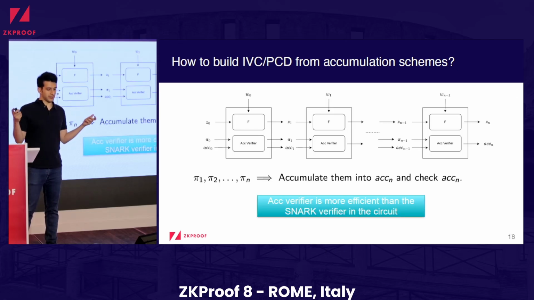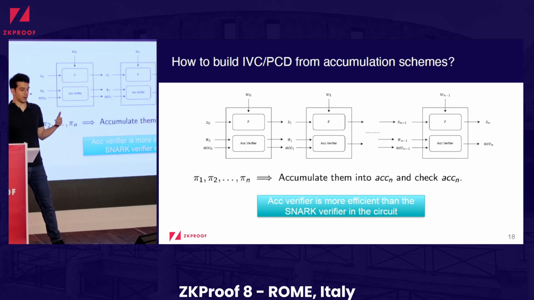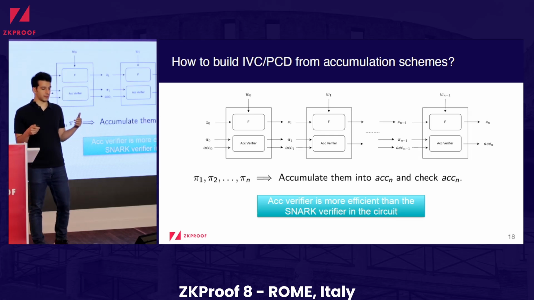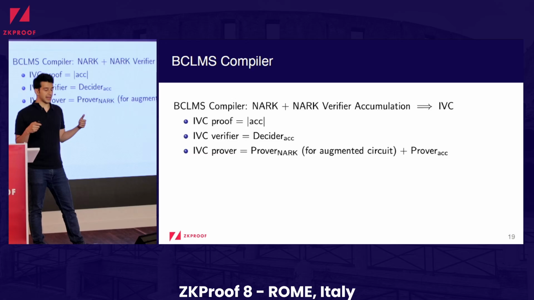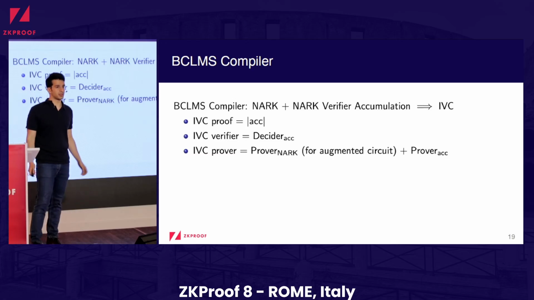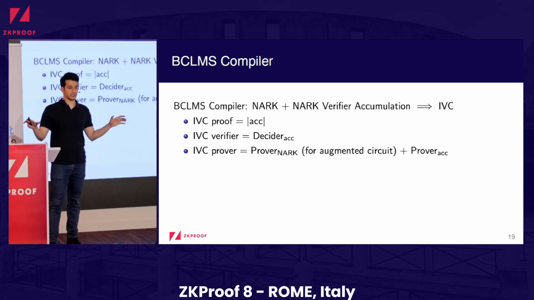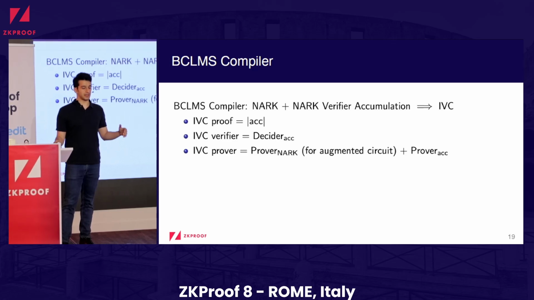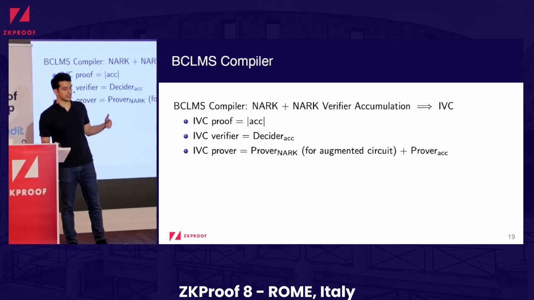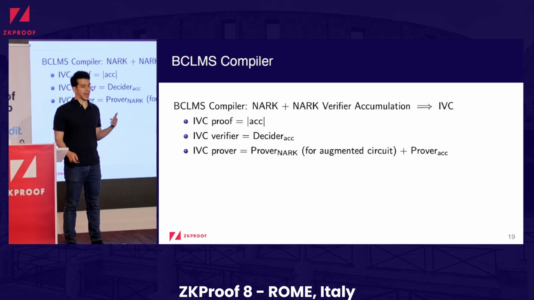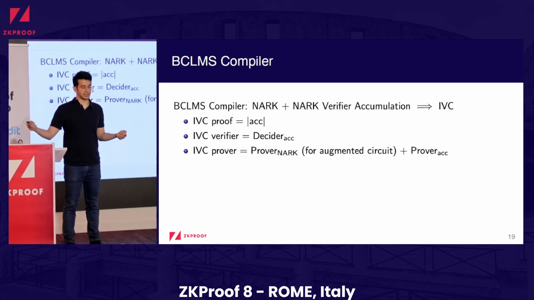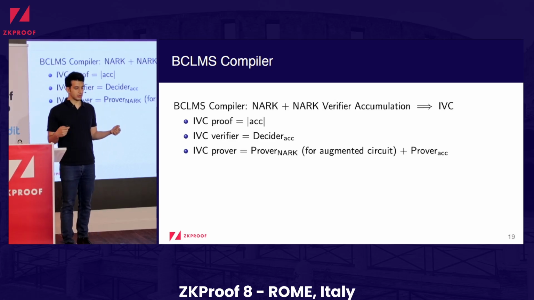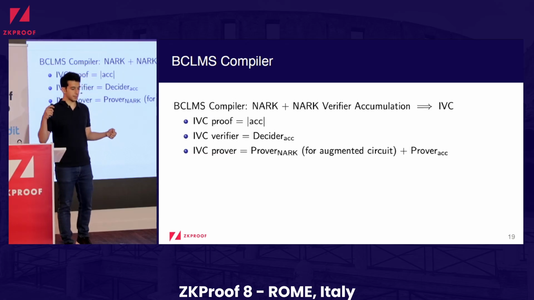And the whole point of it is that the accumulator verifier is way more efficient than the SNARK verifier in the circuit. This is basically formalized with the BCLMS compiler, which says if we have an accumulation scheme for the NARK verifier, then we can build an IVC or PCD scheme with the following properties. The IVC proof is going to be equal to the accumulator size. The IVC verifier is going to be equal to the decider, or the satisfiability function of the accumulation scheme. And finally, the IVC prover time is going to be equal to the prover time of the NARK plus the prover time of the accumulation scheme.